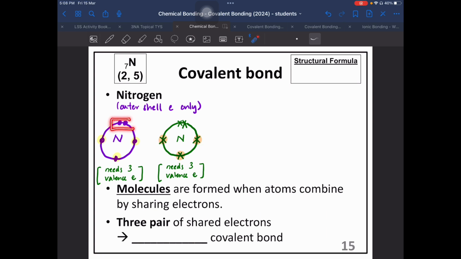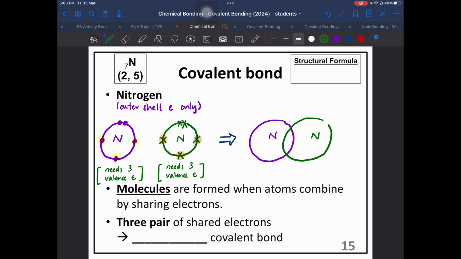The other 2 electrons here and here, they already have a partner, so we don't touch these electrons. We focus on these individual electrons and how we can bring them together. So the drawing now, when we bring the electrons together, we have our purple nitrogen here, we have our green nitrogen here, making sure that the overlap is big so that there's space to draw everything. Similarly, let's put back the electrons that we won't be using. So you have my 2 crosses of my nitrogen staying here, my 2 dots of my nitrogen staying here.